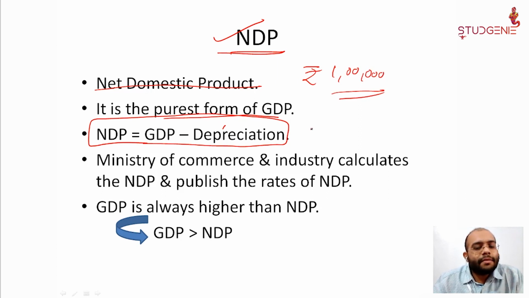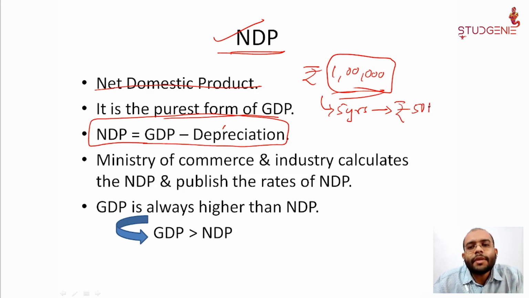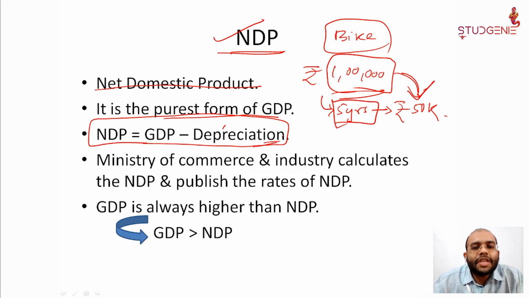You bought a bike for 1 lakh. After 5 years, if you sell it in the market, will you be able to sell it for 1 lakh? Its price will decrease to 50,000. So this decrease in the prices of goods and services over a period of time is called depreciation.